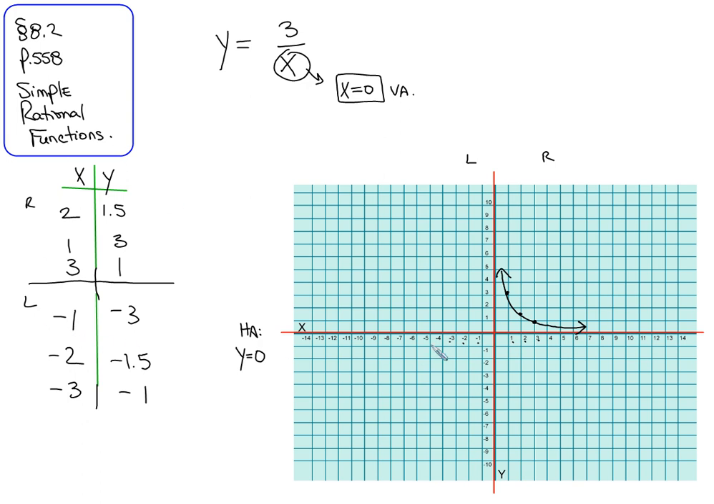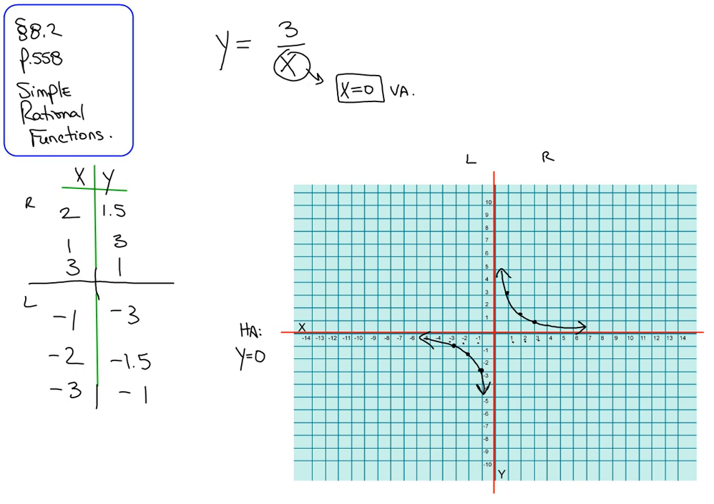Okay, the other piece is -1, -3, -2, -1.5, -3, -1. Do you guys see what this one is going to do? It's also going to zoom in on both its vertical and horizontal asymptotes. This is our graph. We're done graphing. Any questions about that? Is that easy enough?